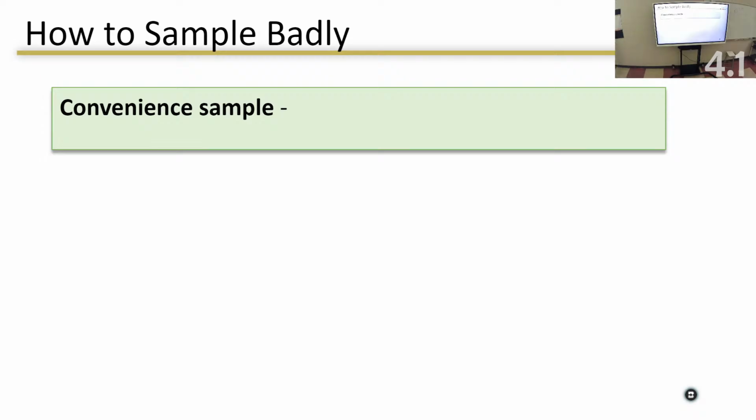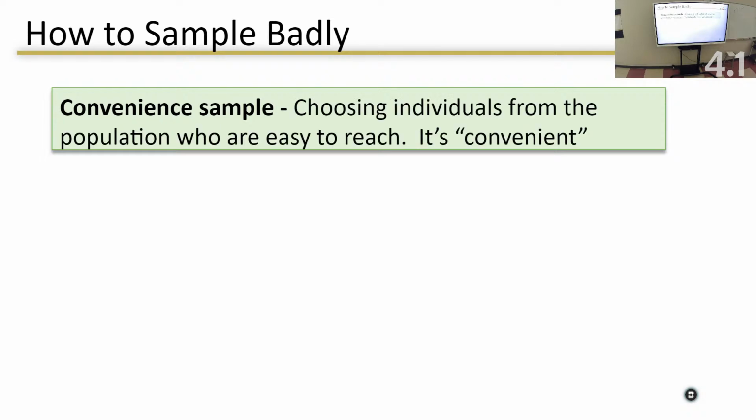All right, so let's talk about some of these bad ways to sample. This is a bad way to sample: convenience. You're sampling because it's convenient. I'm going to sample these three guys right here because I'm standing right here by them and I don't want to go anywhere else. It's convenient. Choosing individuals from the population because it's convenient.